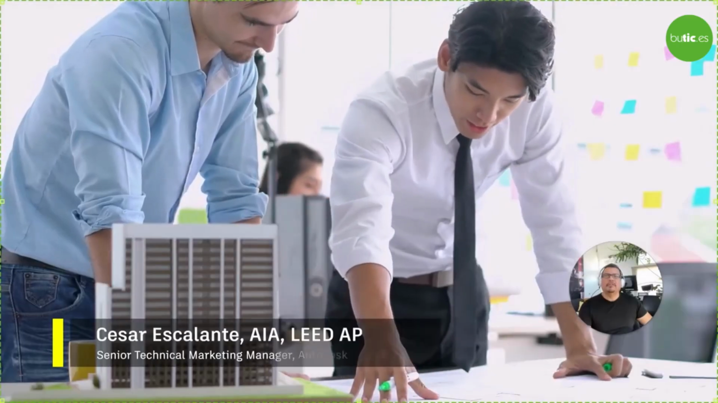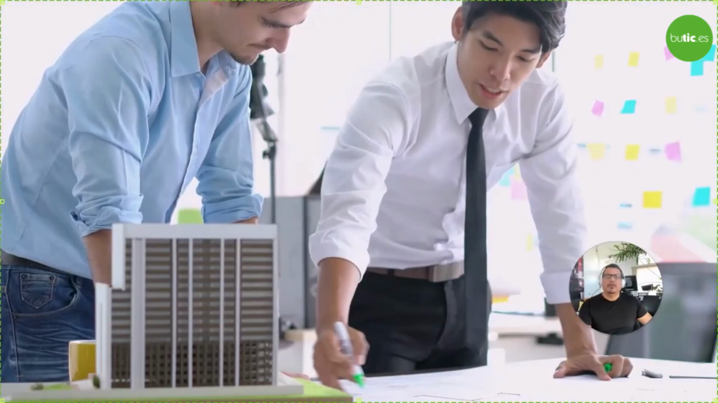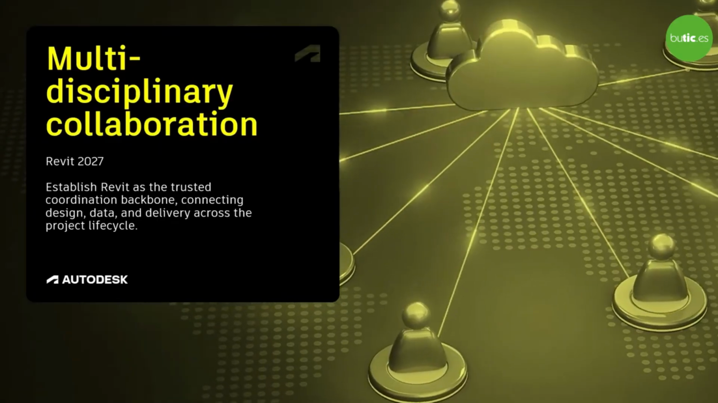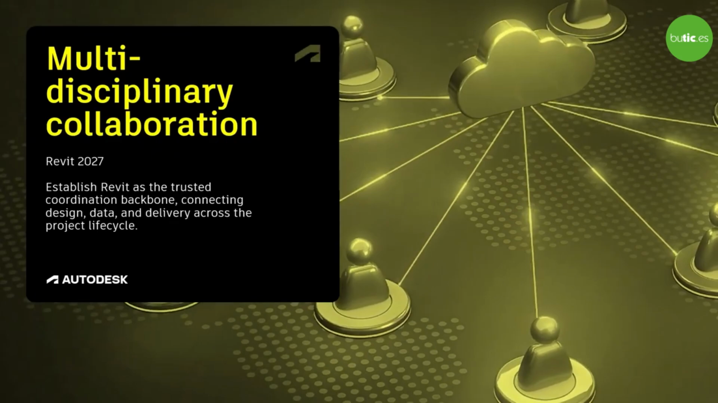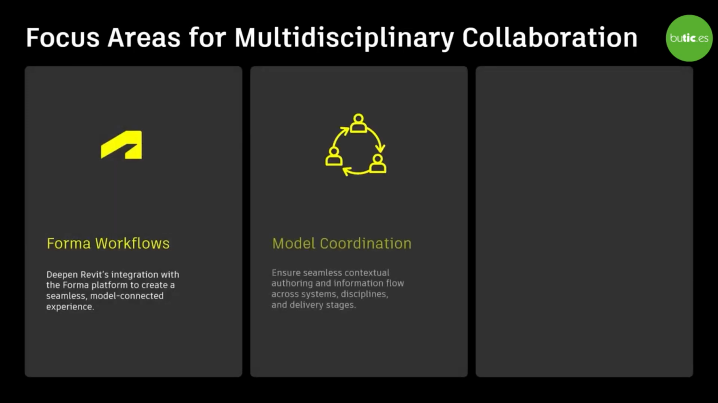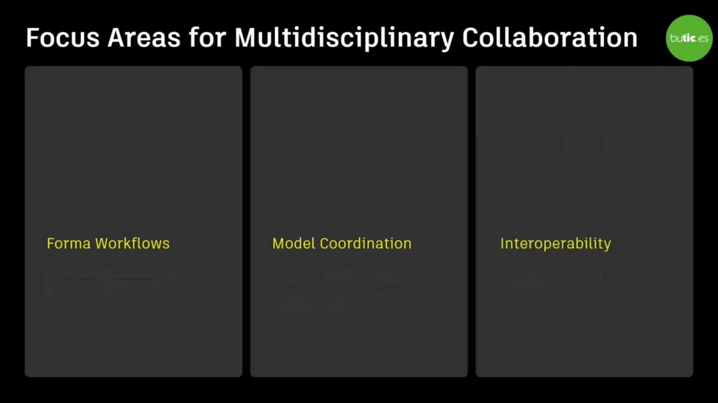Multidisciplinary coordination is often fragmented across disconnected models, inconsistent data, and siloed workflows. Revit 2027 reshapes how you coordinate across disciplines as project complexity continues to increase. This release prioritizes integration with formal workflows, model coordination, and open interoperability.